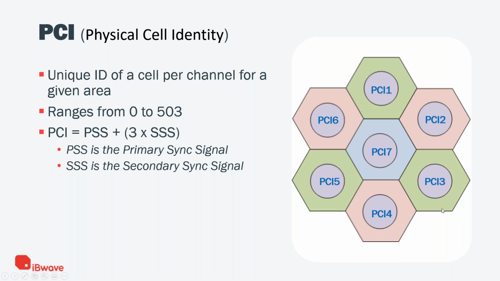This hexagon is a perfect scenario, but we know that it's not going to look like this in real life. But when we do planning, we usually try to see which PCI is where. Here I put 1, 2, 3, 4, 5, 6, 7, but in reality, you're going to see different numbers, as there's a random formula to define the different PCI numbers. And in this scenario, they're using the same channel.